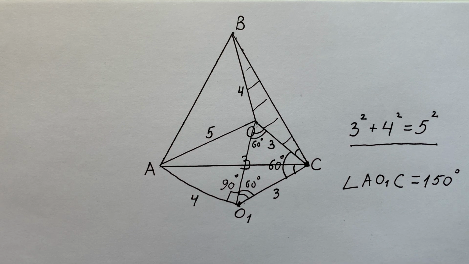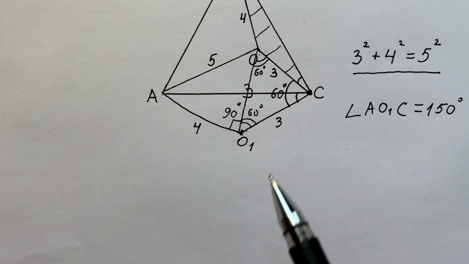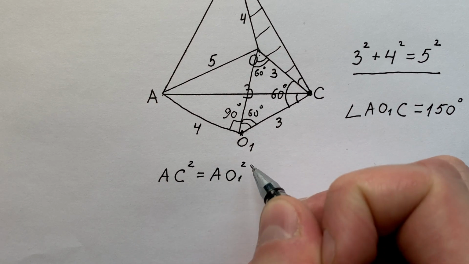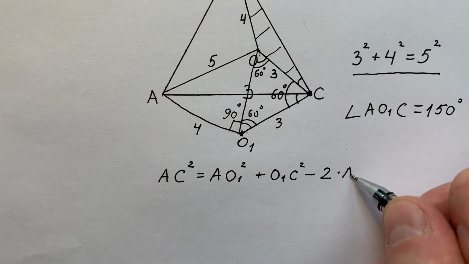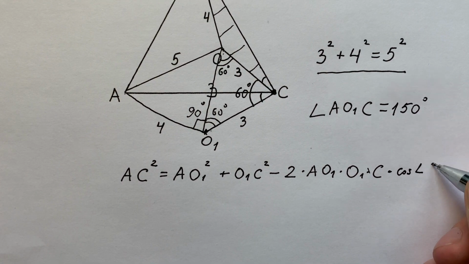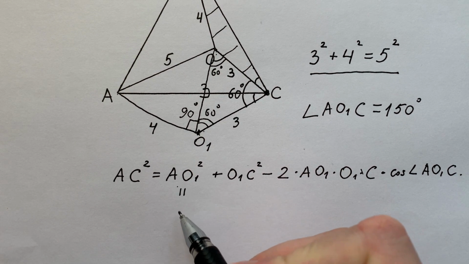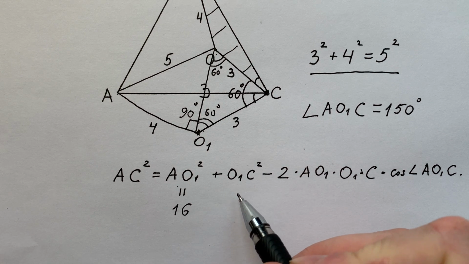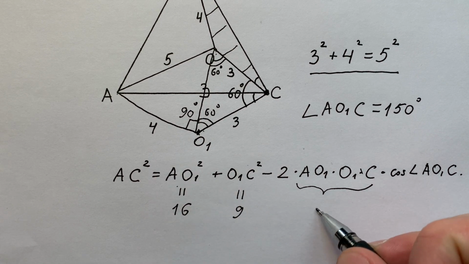Very easy. Let's remember the law of cosines. It says that in triangle AO1C, AC to the power of 2 equals AO1 to the power of 2 plus O1C to the power of 2 minus 2 times AO1 times O1C times cosine of angle AO1C. AO1 equals 4 and AO1 squared equals 16. O1C equals 3 while O1C squared equals 9. AO1 times O1C equals 4 times 3 equals 12.